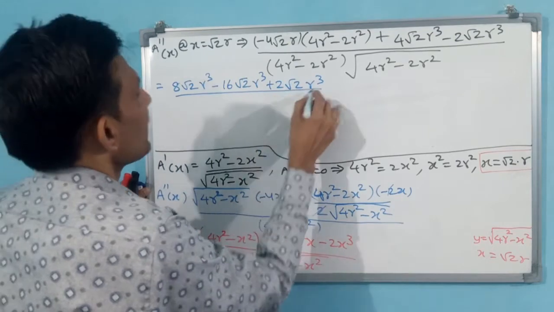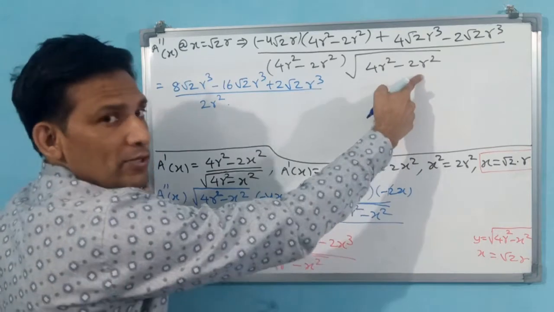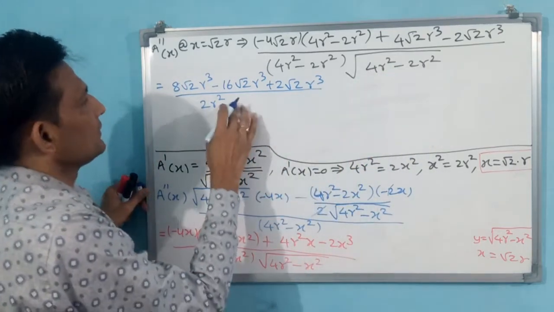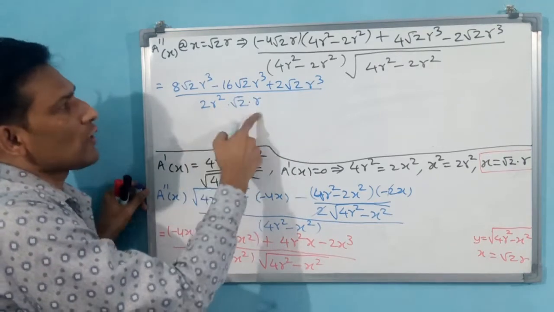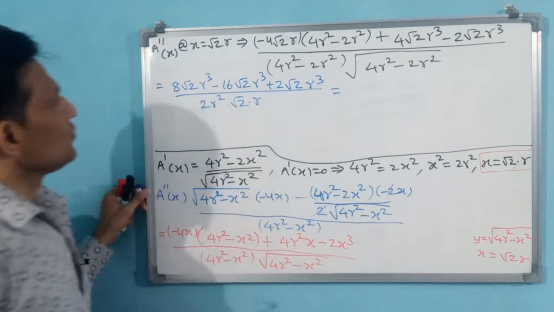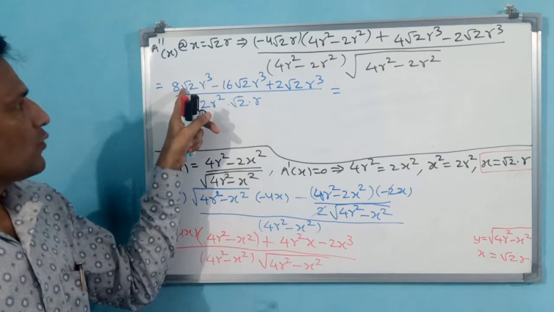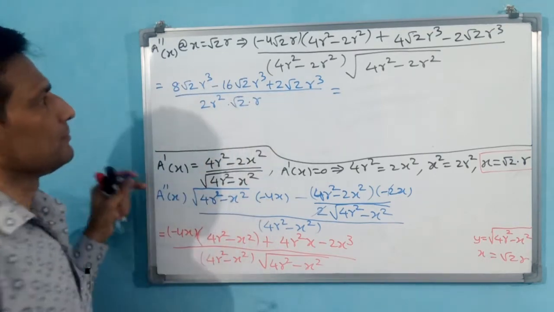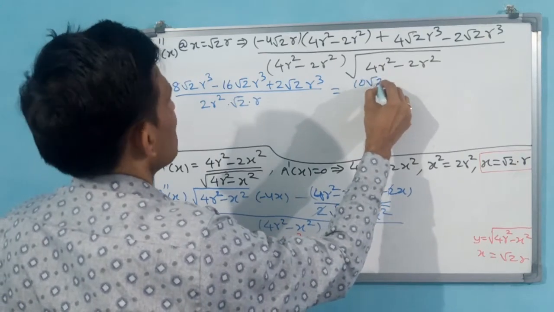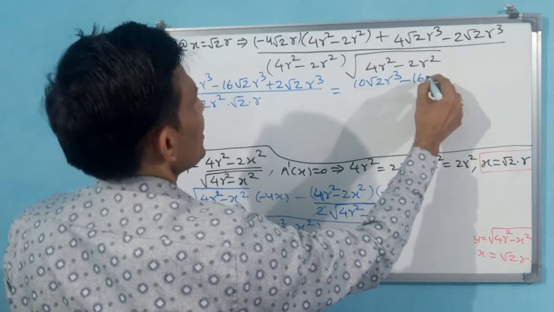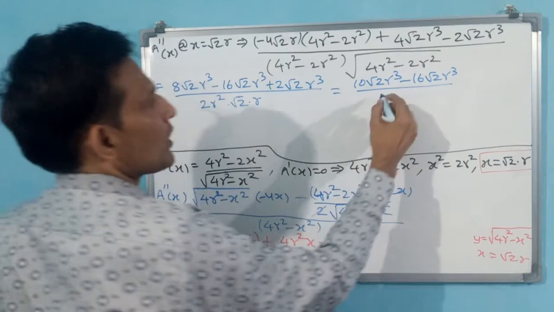Okay. See 4r square minus 2r square, 2r square. Okay. 2r square but root 2r. Okay, that means 2 root 2 r cube will come afterwards. Okay, let it be. You see here 8 root 2, 2 root 2, 10 root 2. Minus 16 root 2 r cube.